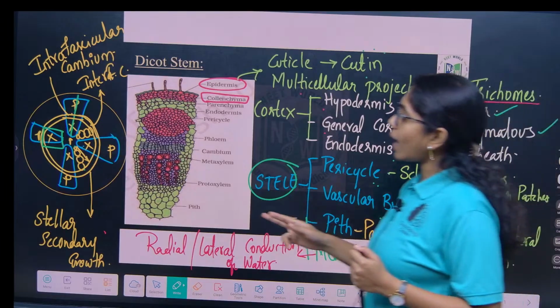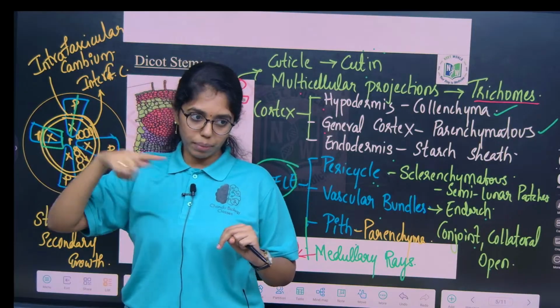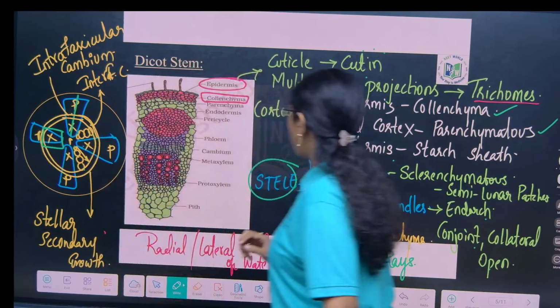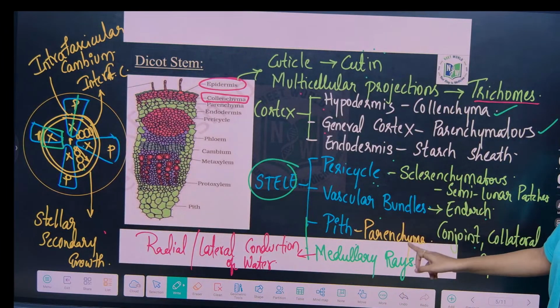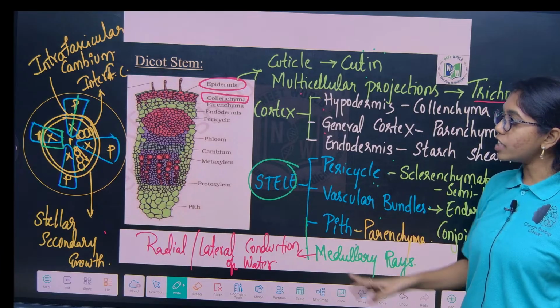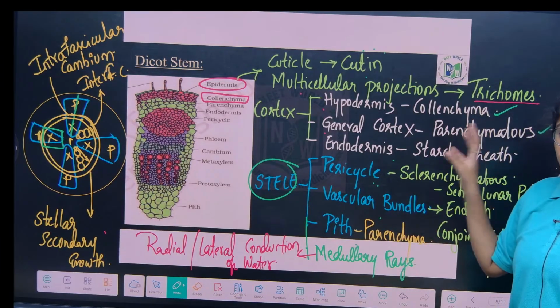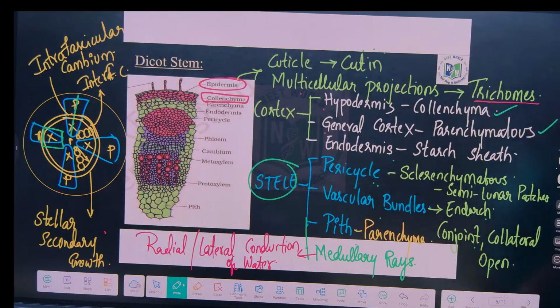Here you can see cambial ring like this, whereas in root you can see wavy cambium, which comes from pericycle and conjunctive tissue. And after pericycle it is vascular bundles, and next pith which is parenchymatous. Along with that you also have medullary rays which promote radial and lateral conduction of water. Clear with the dicot stem? Any doubt anywhere? Now monocot stem will be very easy for you.